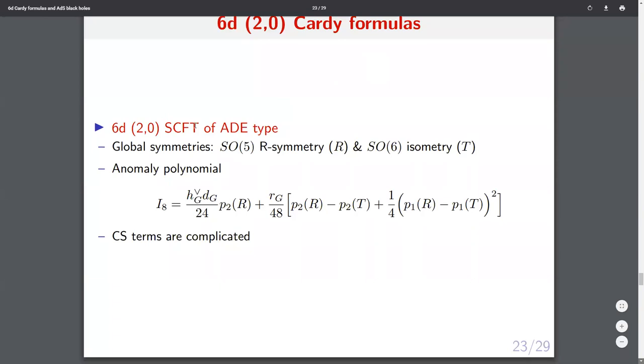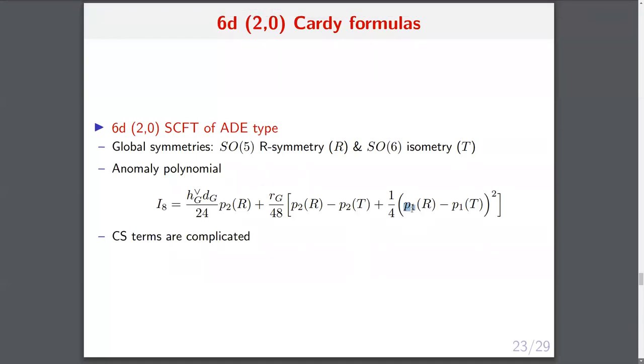6D (2,0) SCFTs have AD type classification, and the global symmetries are given by SO(5) R-symmetry and the SO(6) isometry on the phi sphere. And the anomaly polynomial is given as follows. Here, h is the dual Coxeter number, d is the dimension, and r is the rank of this AD type Lie algebra. And here p1 and p2 are the Pontryagin classes, the first and second Pontryagin classes.